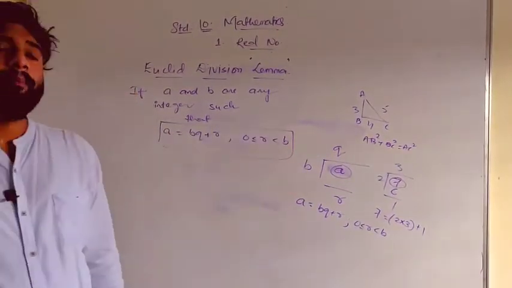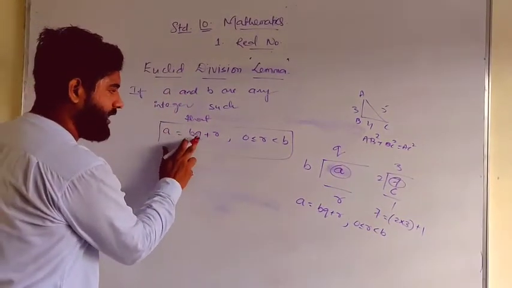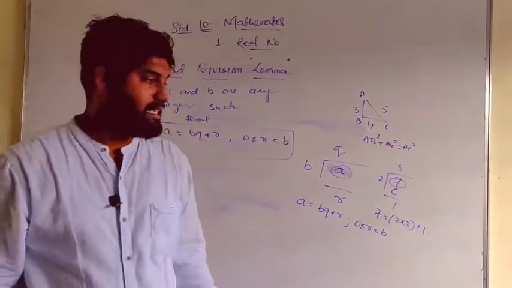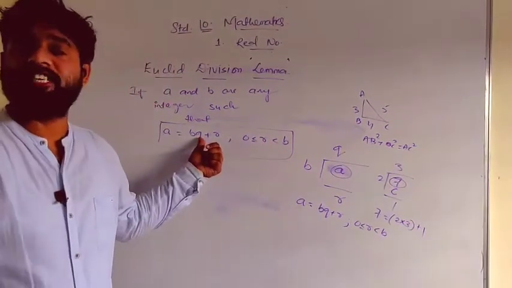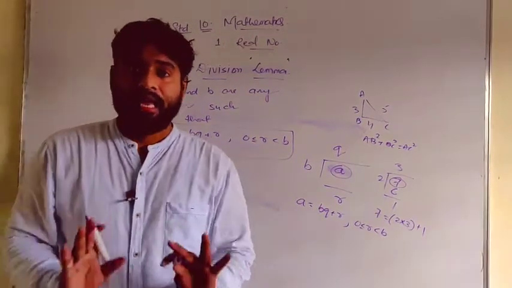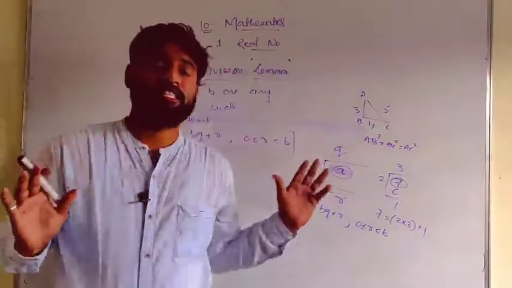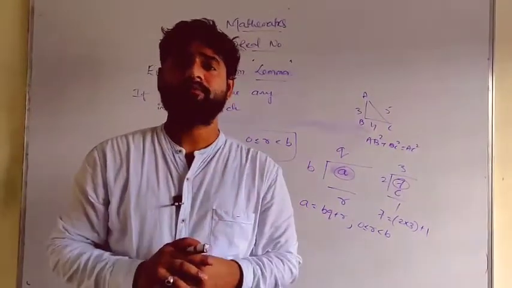A is equal to BQ plus R, where everything is in integer. A, B, Q and R all are integers. R is having a specific name, that is remainder, and Q is having specific name as a quotient. A is equal to BQ plus R. This statement is called as Euclid division lemma. That is the first topic.